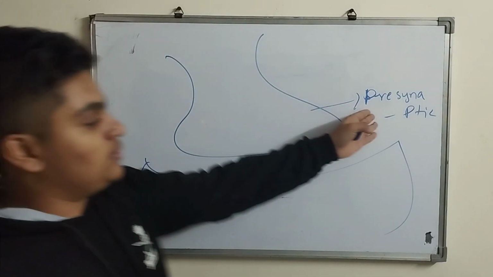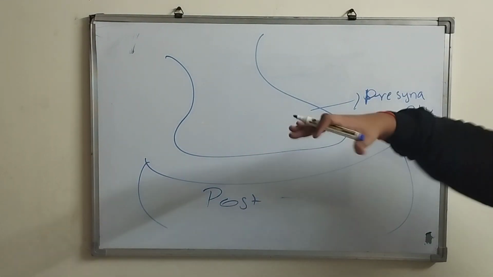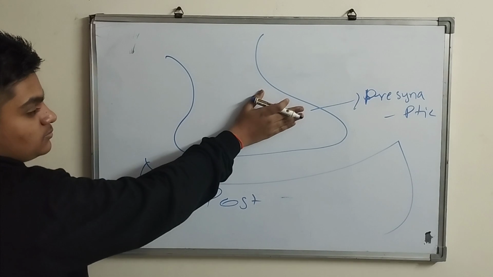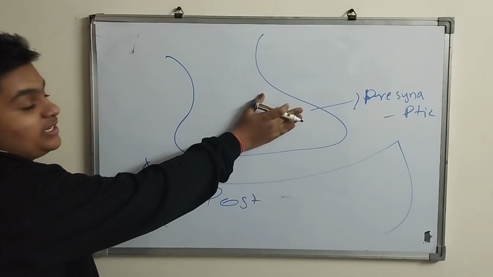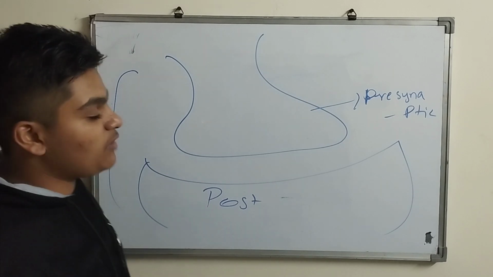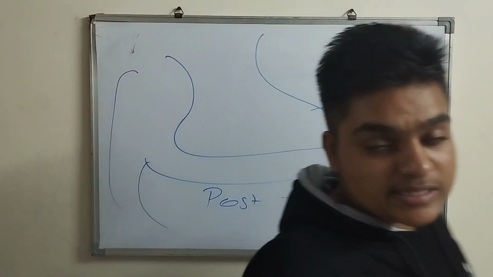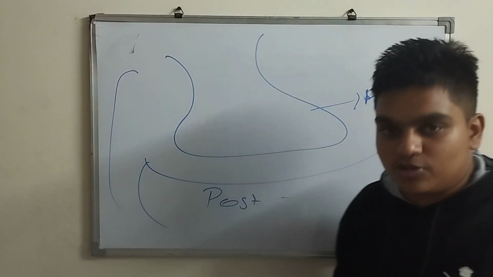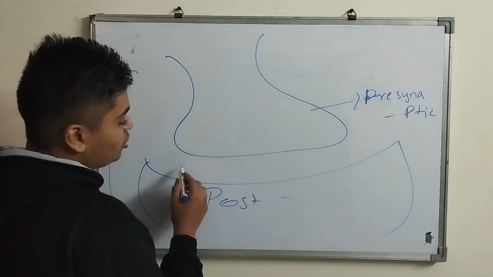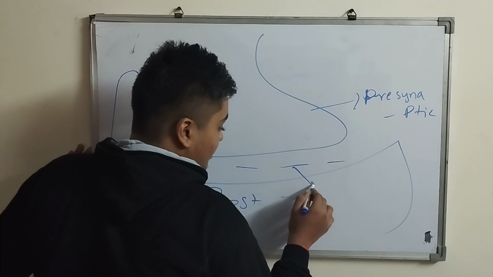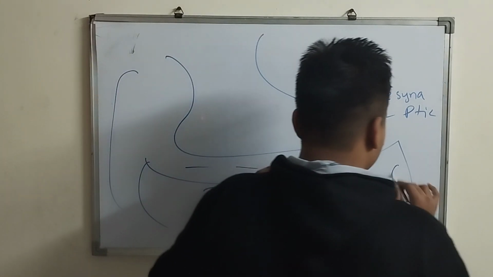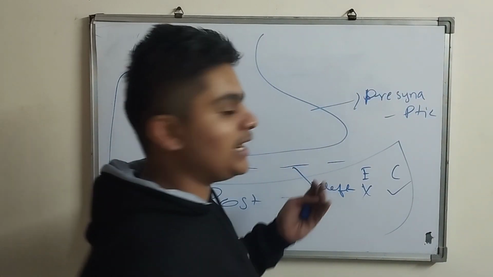No. Presynaptic neuron. The synaptic neuron which is present first in the synapse. This is your synapse, guys. In the synapse we have different parts. One is your presynaptic neuron, the second one is your postsynaptic neuron, and between these presynaptic and postsynaptic you have your cleft, synaptic cleft, and this synaptic cleft is present in the chemical synapse, absent in the electrical synapse.